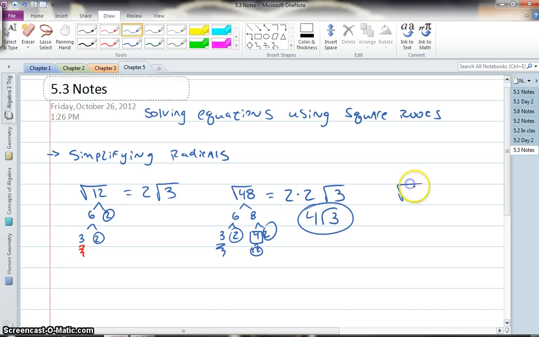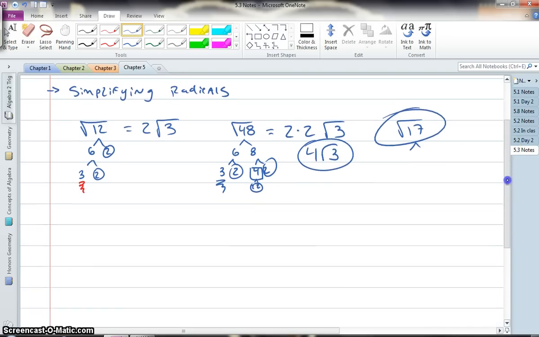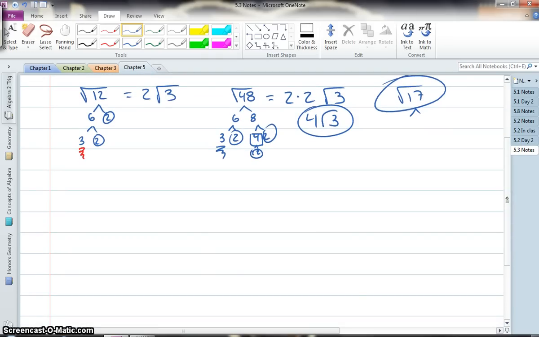Now, what if I had something like the square root of 17? So I go to break it down. 17, 1 and 17 are my only options. 17 is a prime number. If that's the case, it is fully simplified, and that's your solution. Alright, so that's simplifying radicals, and that's just a skill we're going to need in solving and simplifying our solutions.